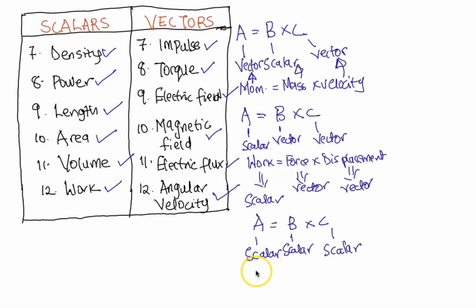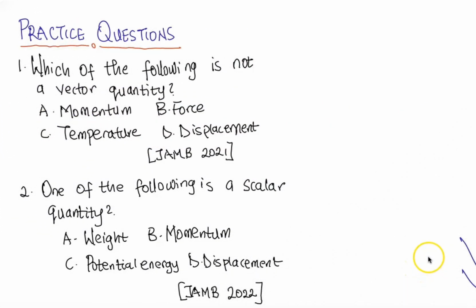A good example is when we have speed. Speed, for example, is equal to distance over time. Now, distance is scalar, time is scalar, so automatically speed also is a scalar quantity. So here are some practice questions to help us understand the introduction to scalar and vector.